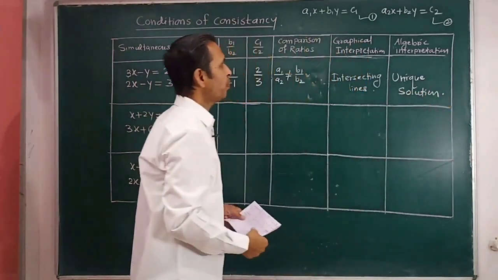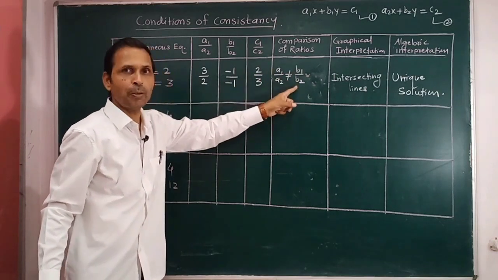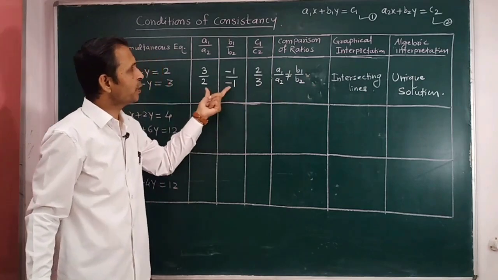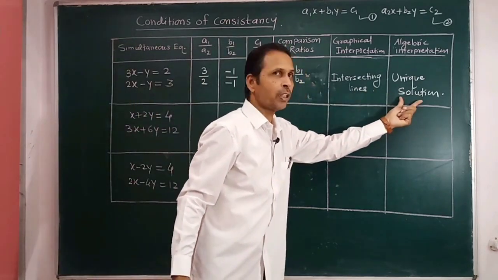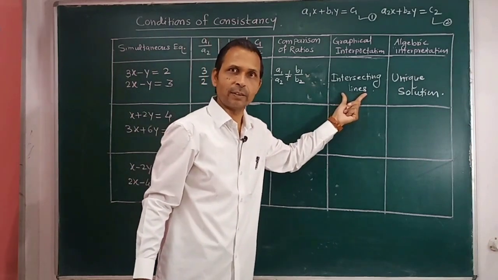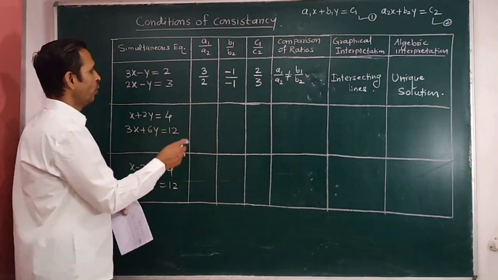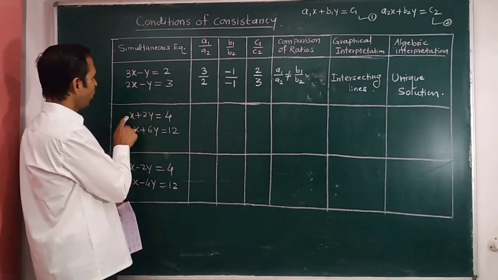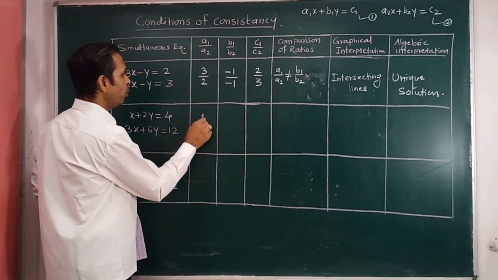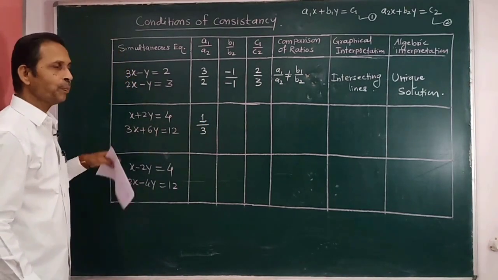It means for such a type of equation, when A1 upon A2 is not equal to B1 upon B2, such equations have a unique solution, and the graphical interpretation is intersecting lines. Now compare the ratios of the second equation. The coefficient of x and coefficient of x, that is A1 upon A2, means 1 upon 3.